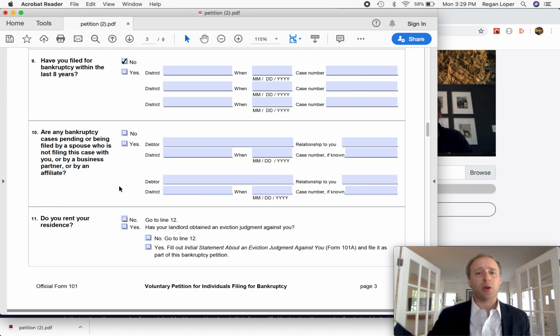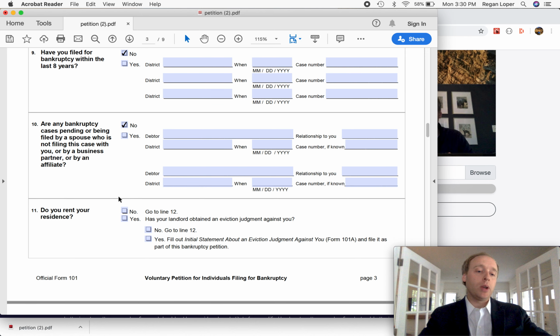If you've got a business partner who's also filed bankruptcy in addition to you, the court wants to know about that. And an affiliate. Affiliate's actually a defined term under the bankruptcy code, so you probably need to do a little more due diligence to see if that applies to you. And in Ashley's case, it did not, and she selected the no box.